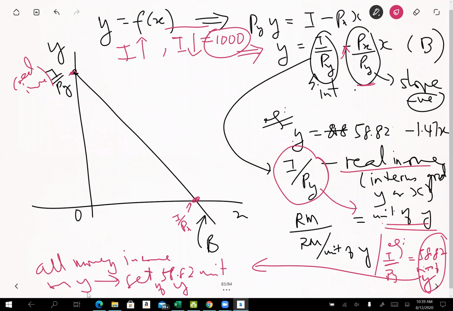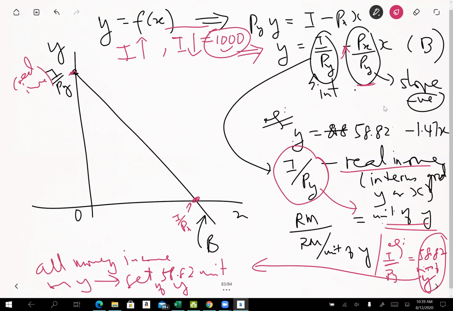What happened to the budget line? Anybody? Shift to the left, right? You shift to the left, all right? The budget line decreases, or the income decreases. So this is the basic. I think maybe you recall from the principle: when the income goes down, the budget line will be shifting to the left.